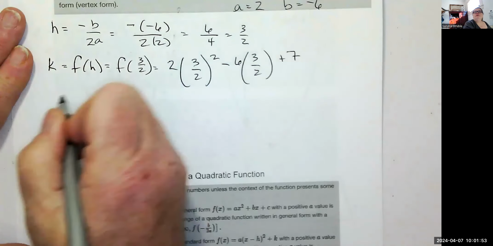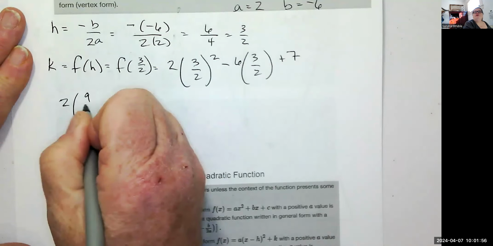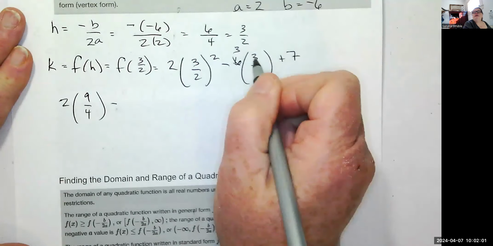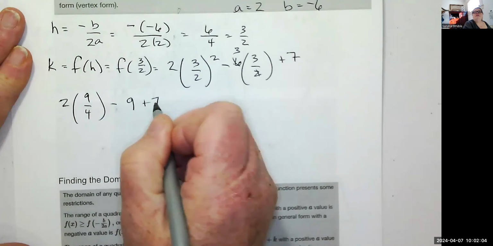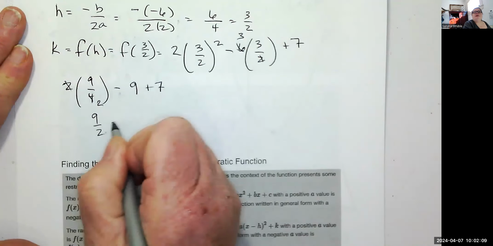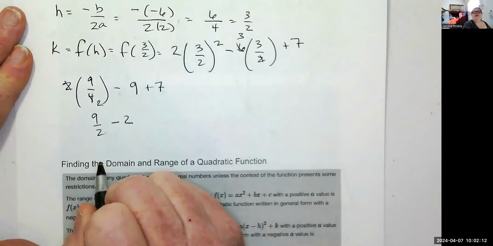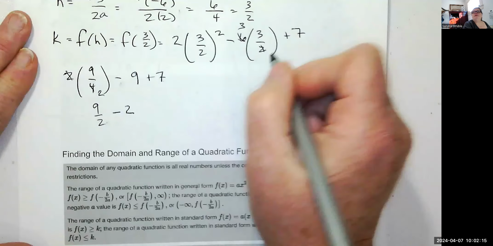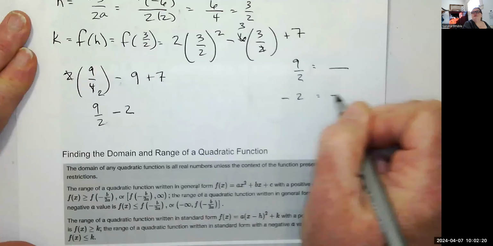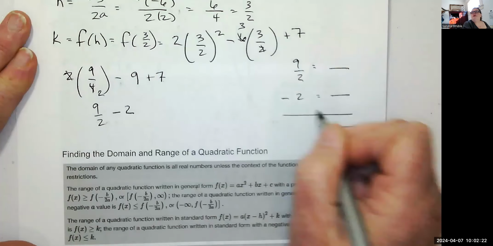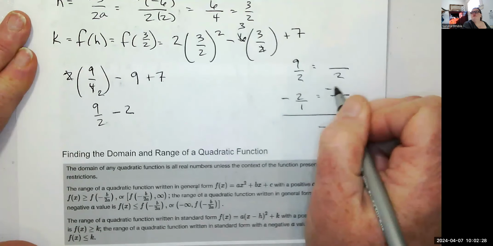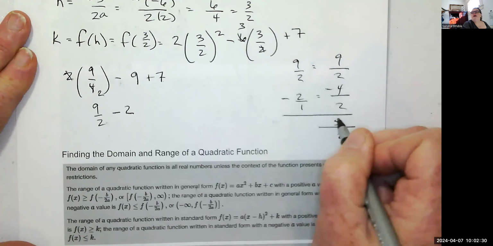All right, so we'll just come down here. 2 times 9/4 minus, well, this reduces. 6 divided by 2 is 3. -3 times 3 is 9. All right, this reduces by 2, so that's 9/2 minus 2. -9 plus 7 is -2. And then the last part of this, I can just go 9/2 minus 2. Just going to go ahead and make this fractional form real quick. Denominator's 2, so this needs to be 4. So 5/2.